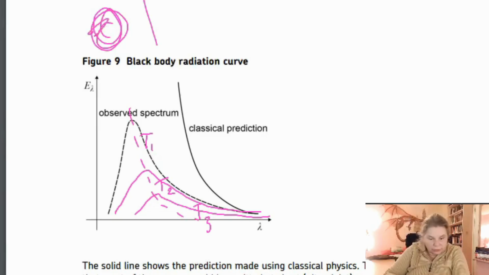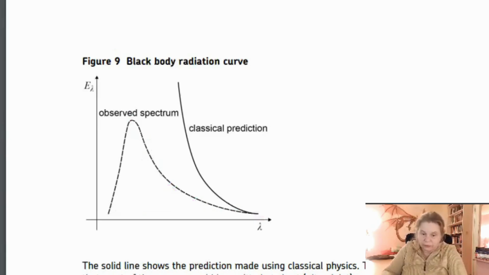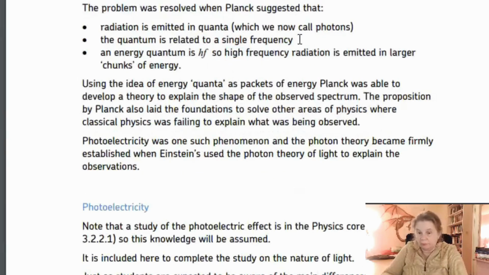Okay, so let's clear all the drawings. Now this problem was resolved by Planck, of Planck's constant. He is really the first person to talk about this quantization, in this case of light, electromagnetic waves coming in lumps. Planck suggested that radiation is emitted in these quanta, which we now call photons. This is why it's a turning point in physics, because the energy comes in lumps, quanta of energy.